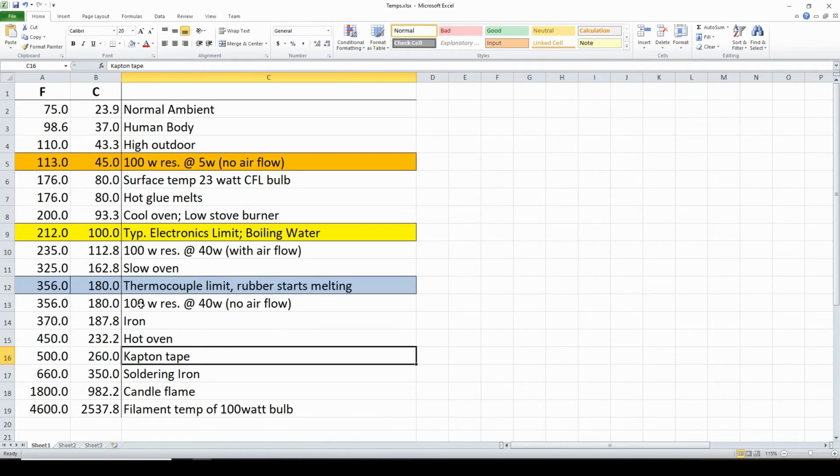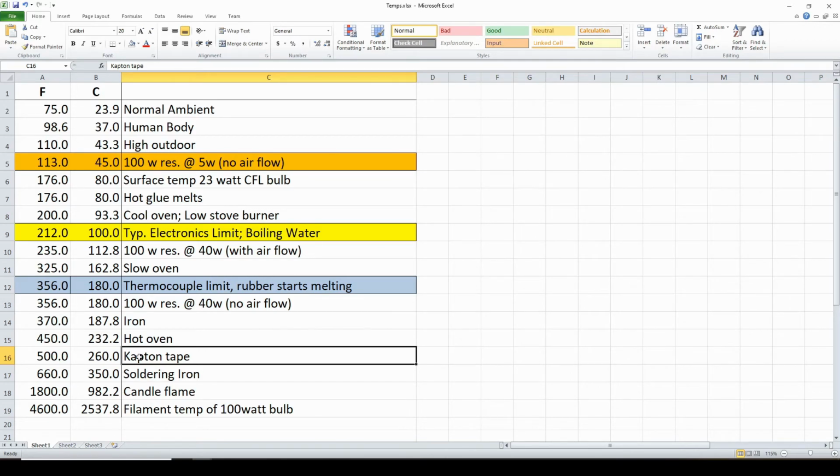And that's about the same as our 100-watt resistor at 40 with no airflow, which we just showed. And then an iron, where you iron your clothes, about 188. And then you get a little bit higher, you get a hot oven, which is about 230 or 450 degrees Fahrenheit, as you know, if you cook things in the oven.